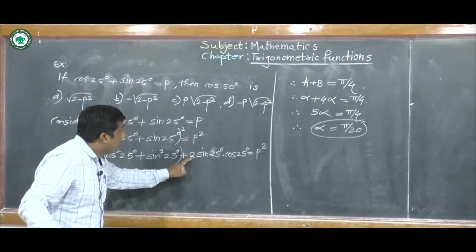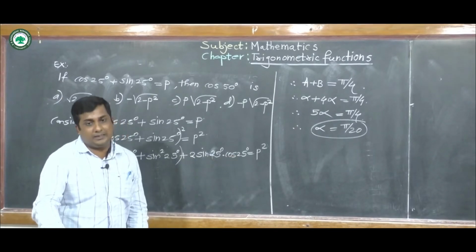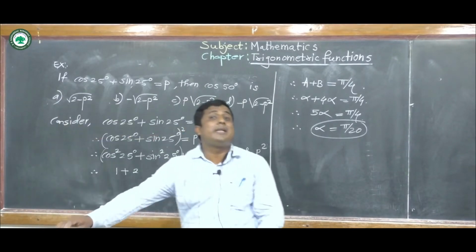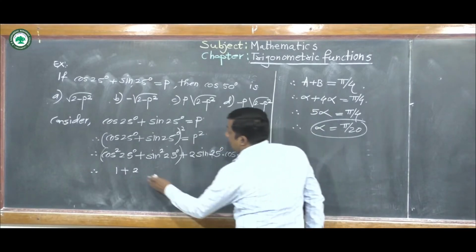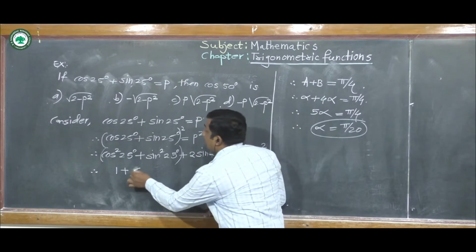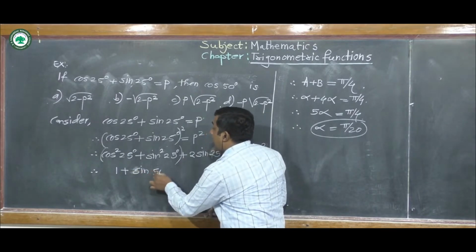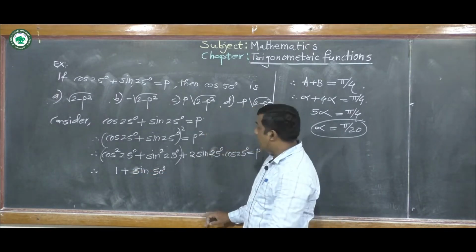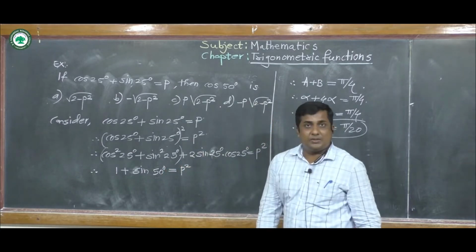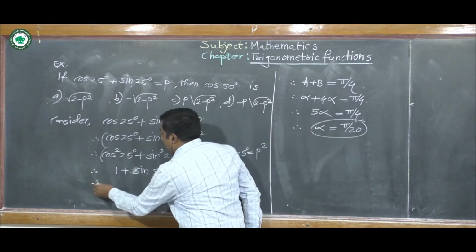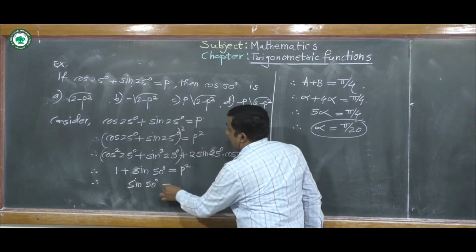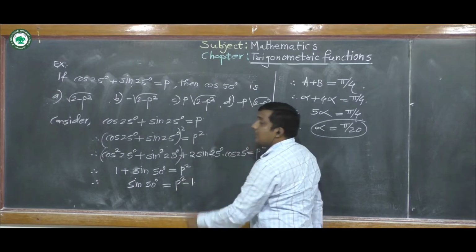This is of the form 2 sine theta into cos theta. We know 2 sine theta into cos theta is sine 2 theta. So here 2 sine 25 degree into cos of 25 degree is sine of 50 degree, and this is equal to P square minus 1, as it is.